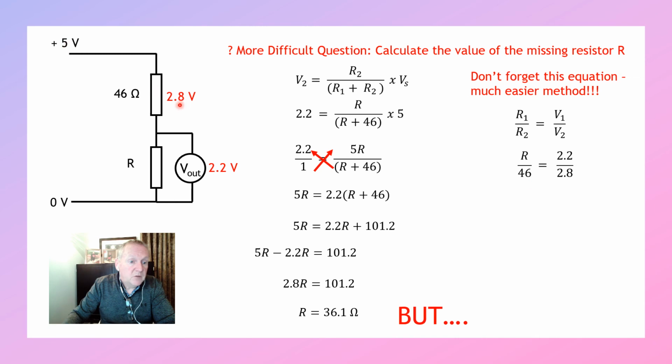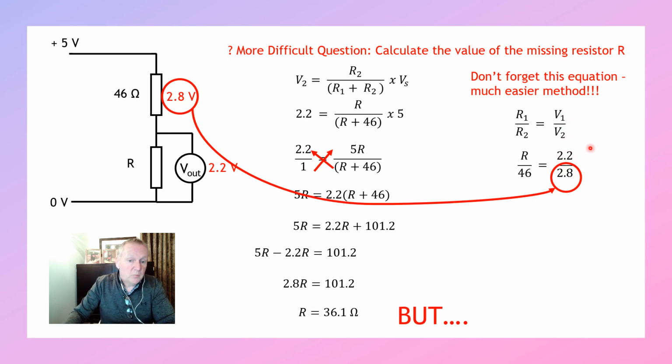2.2 away from 5 gives you 2.8. And so that 2.8 volts goes into the bottom of the voltage side there. So 2.2 divided by 2.8 equals our unknown R divided by 46. So we've got a cross multiplication again. Remember, top tip, the unknown thing, do that multiplication first. So it's going to be 2.8R equals 2.2 times 46, which brings us down to this line here. So it's exactly the same. And then, funnily enough, we get the same answer.